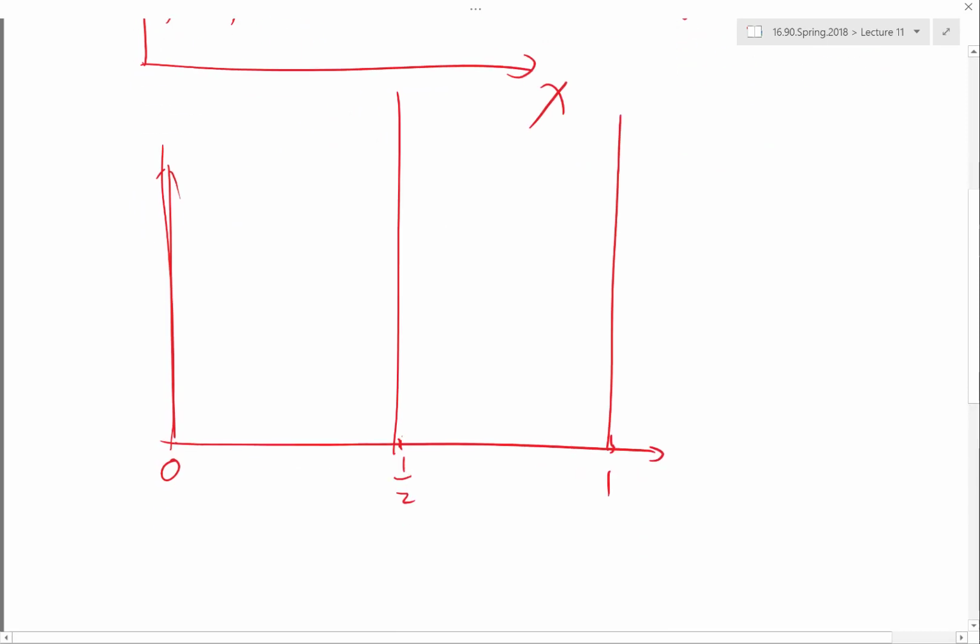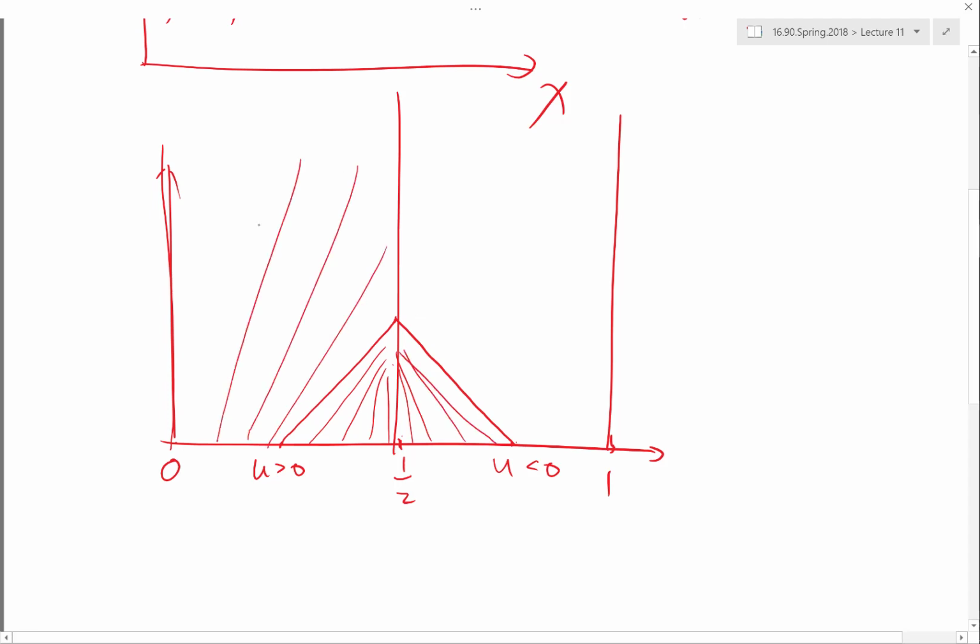Now, in this region, u is greater than 0. In this region, u is less than 0. In particular, u has maximum value at 1/4 and 3/4. So this is where the lines are steepest. This is going towards the positive direction, and here is going towards the negative direction. And elsewhere, the lines are less steep, like that, and approach a vertical line here. Also, the lines are less steep over here. Right? You have a question?